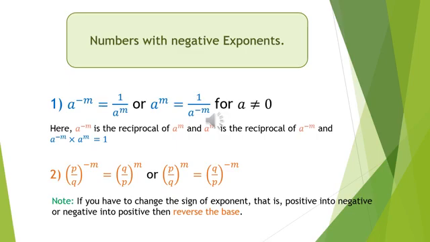Or if you have a number like p by q raised to the power m and you have to convert this number into a negative exponent, then you will reverse the base, q by p, and the power will become negative because it is given as positive. So note, if you have to change the sign of the exponent, that is positive into negative or negative into positive, then you will reverse the base.